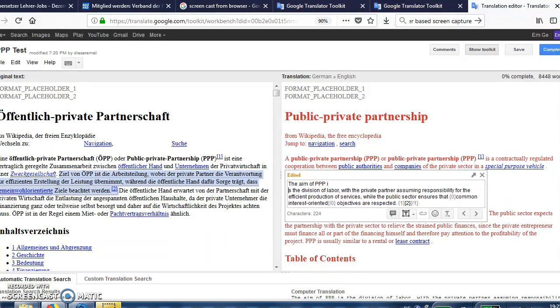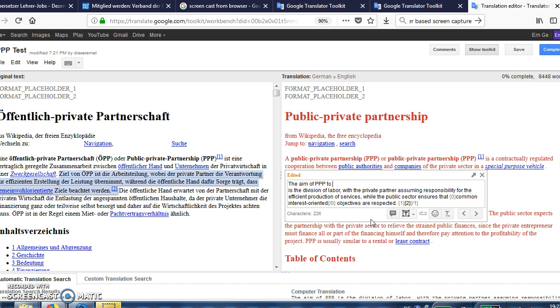So the aim of PPP is the division of labor you see here, which is a nominalization taken over from the German. Ziel von ÖPP ist die Arbeitsteilung. So it means it's written as a noun, and we're going to try to go for a verbal style of writing, which is just better suited for English audiences. It sounds like it's actually a big part of the native quality, which people would recognize as native sounding English.